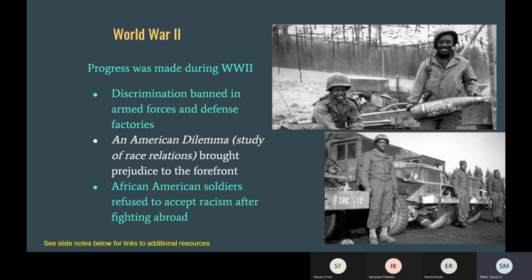Though they are banned, you do have forcible integration of troops, which is interesting to see as well, with white and black soldiers fighting alongside each other. We have different things like An American Dilemma, which is a study of race relations, which brings the idea of prejudice to the forefront. So people are talking about it, right? They're talking about racism more now than ever. They're talking about discrimination as well. We have also African-American soldiers refusing to accept racism after fighting abroad.